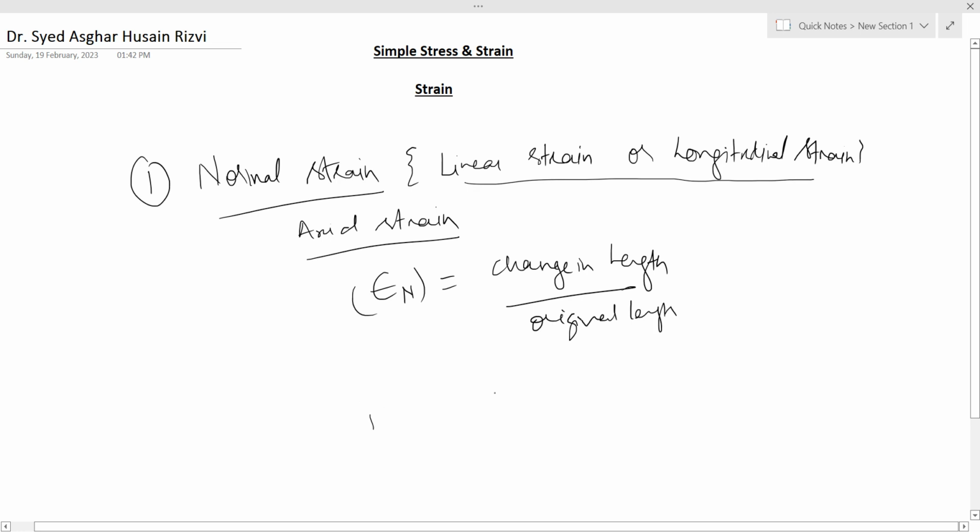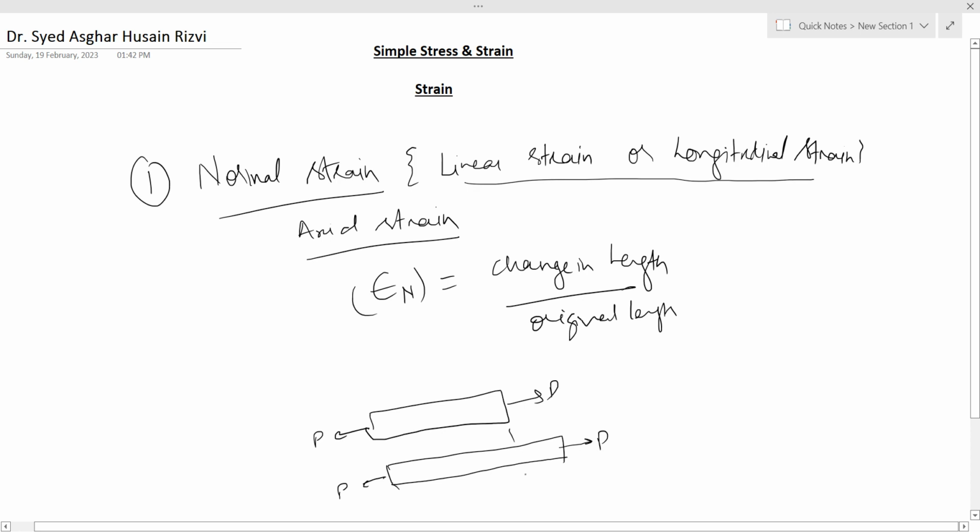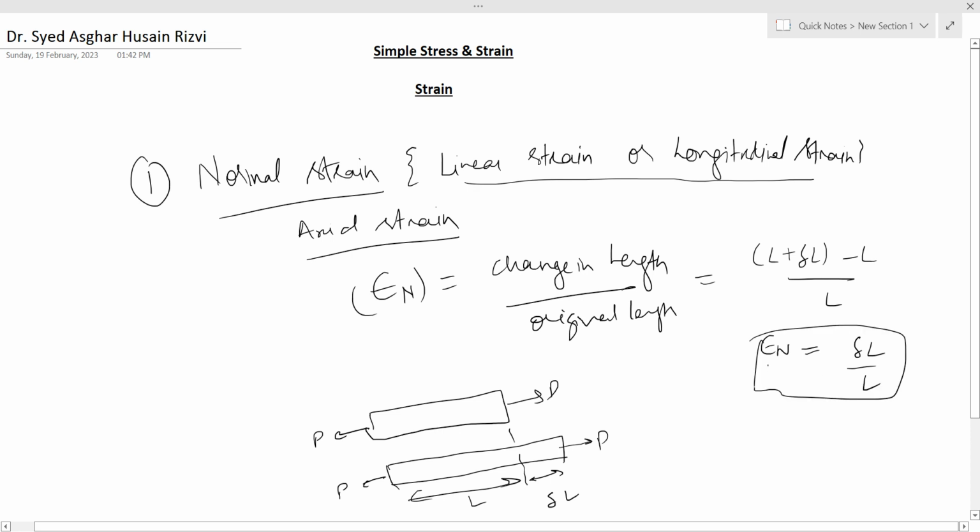For example, if this is the bar that is experiencing a load P, on application of external load, this is the extended length, that is delta L, and this is the original length L. So the change in length will be L plus del L minus L upon L, and epsilon n equals del L upon L. This is normal strain.